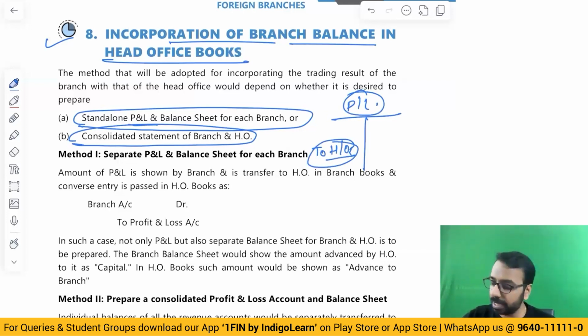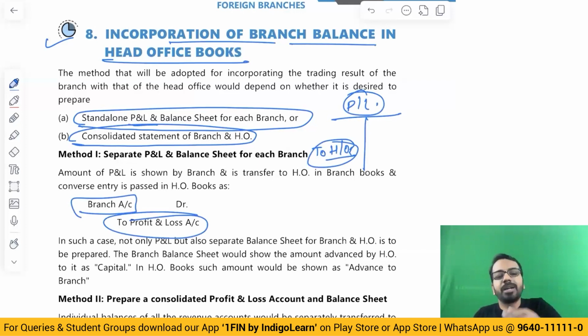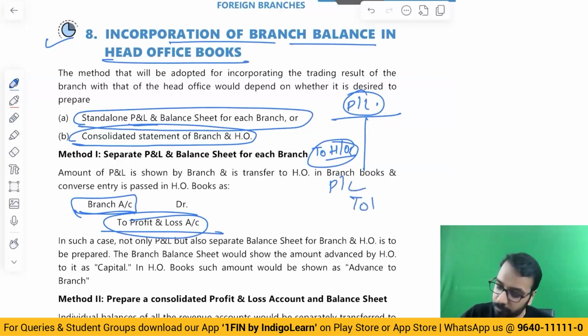So head office will say profit, you will debit the branch and credit the P&L. Sir, why are we debiting branch? See, if the branch has earned profit, branch has to remit that profit to me. So that amount I'll debit to branch and credit to P&L. What will branch do? Branch will debit P&L, credit head office.